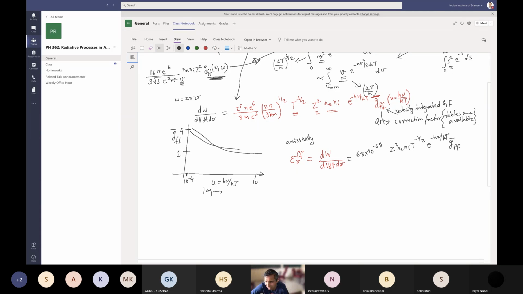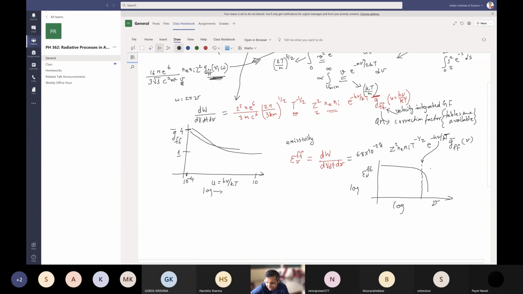This is very fundamental. This is how emissivity goes as a function of frequency, how epsilon nu ff as a function of nu goes. Let's assume it's a log-log plot. There is a weak dependence on frequency due to the Gaunt factor, which only changes by a factor of 4. But the behavior is like this: there is this exponential cutoff factor.